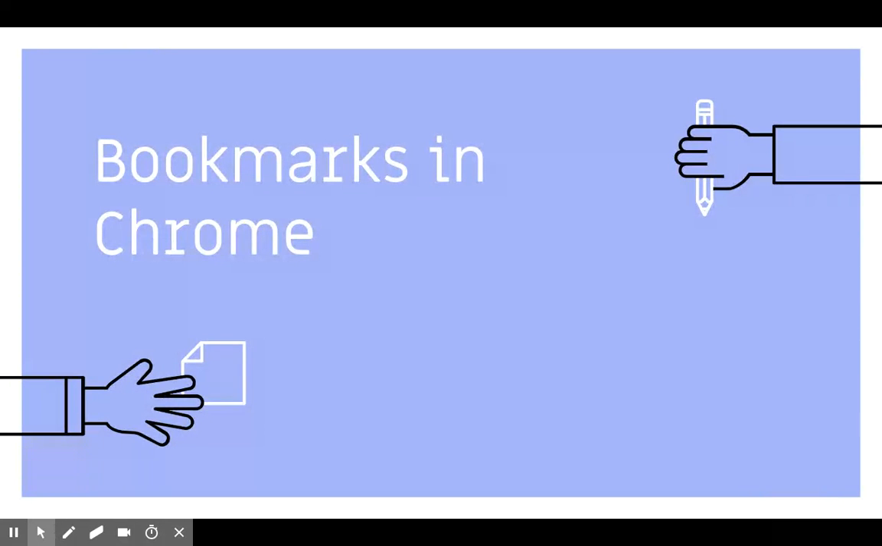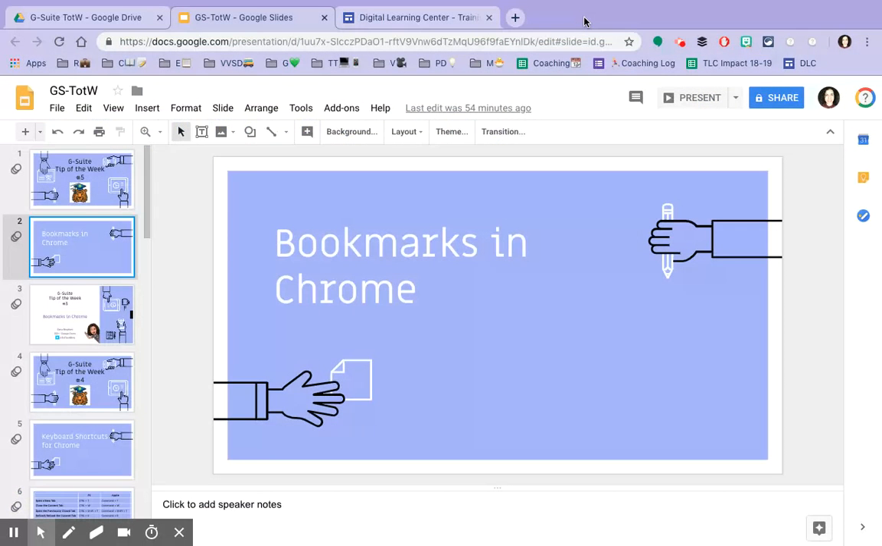Using bookmarks in the Chrome web browser. In your Google Chrome web browser, the box where the web address is at is called the Omni box. Below that Omni box is where your bookmarks bar will live.